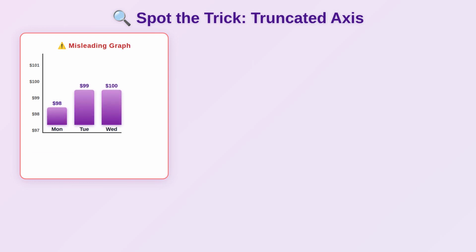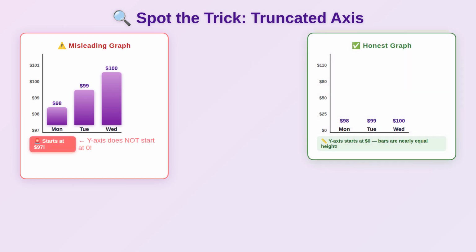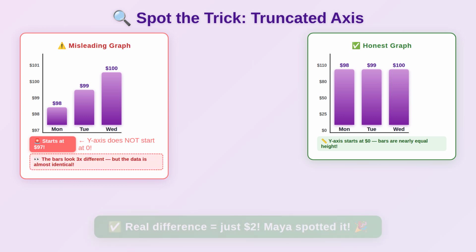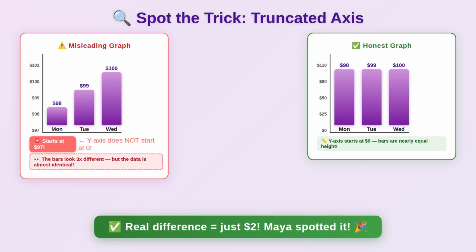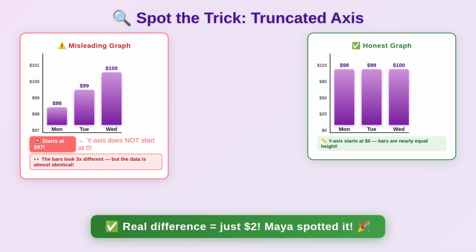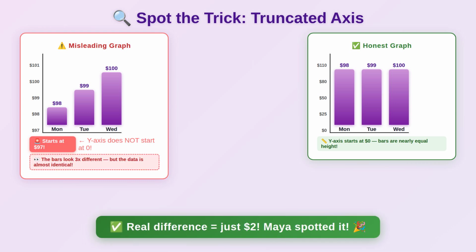Here's a bar graph showing daily sales at a school store. Monday, $98, Tuesday, $99, Wednesday, $100. The graph's y-axis starts at $97 and goes up to $101. Looking at the bars, Wednesday looks like it earned triple what Monday earned. Huge difference, right? But wait, let's check the axis. It starts at 97, not 0. The actual difference between 98 and 100 is just $2. On an honest graph starting at 0, all 3 bars would be almost exactly the same height. Maya caught this one right away.